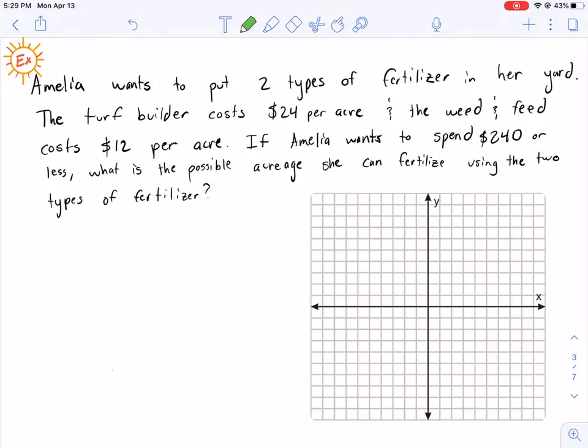Welcome to the final video on linear inequalities. I wanted to save this last one for this particular word problem. It's kind of tough, especially if you're not familiar with linear inequalities or word problems. So let's break it down.